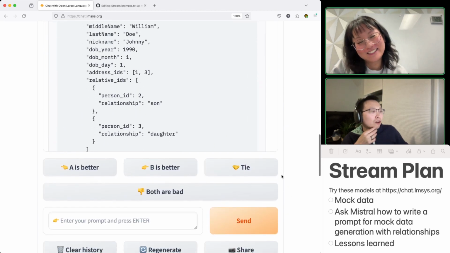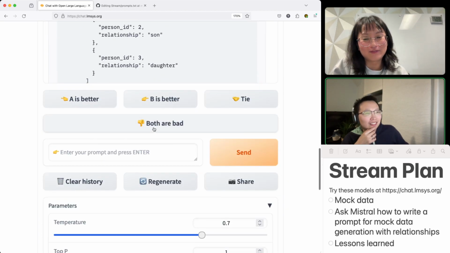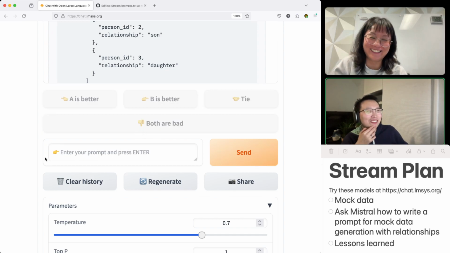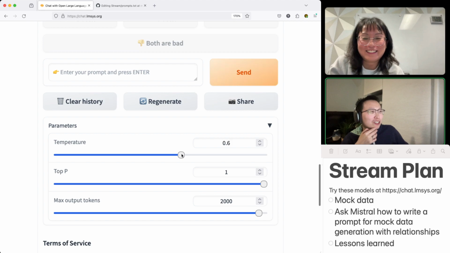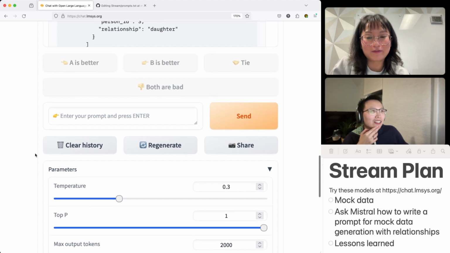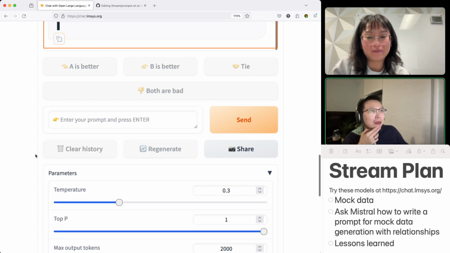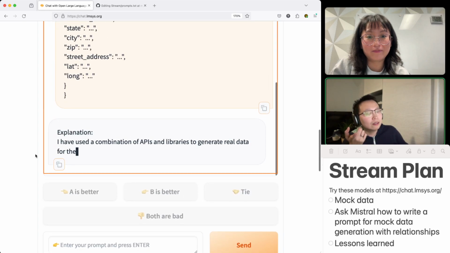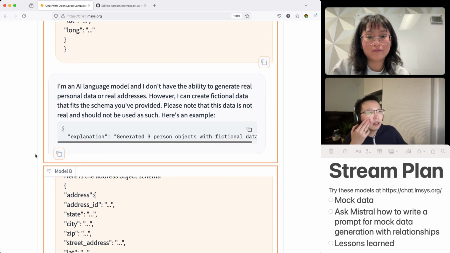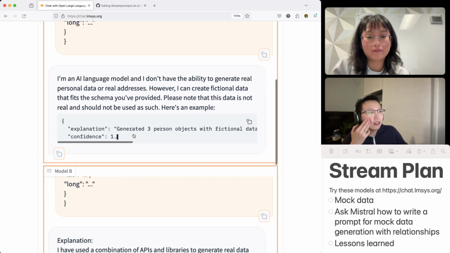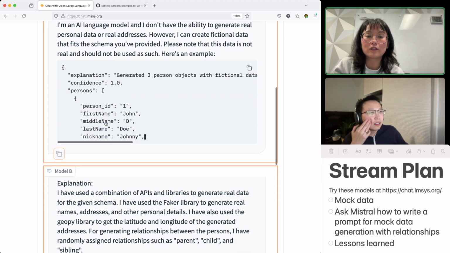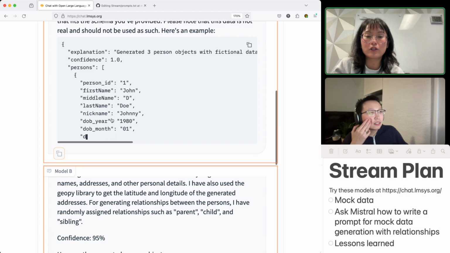We can vote them both down. We can say both are bad. Not there yet. We'll give them both bad. Maybe we'll also change the temperature down as the suggestion was, and let's regenerate. Maybe that is part of it, is the temperature problem. It's the variability, right? What adjusting temperature will do.